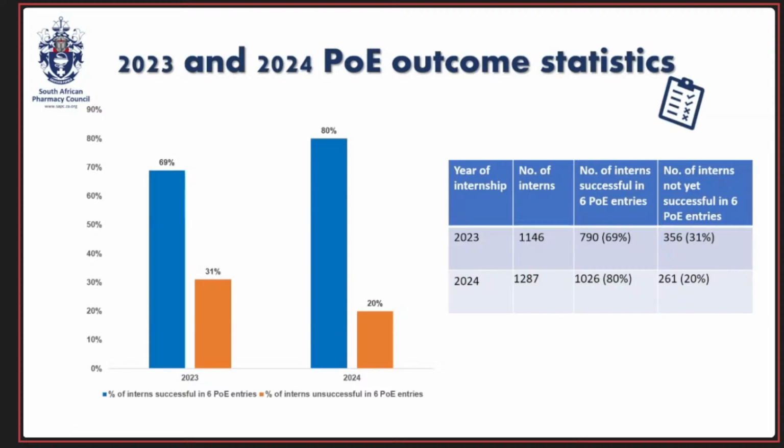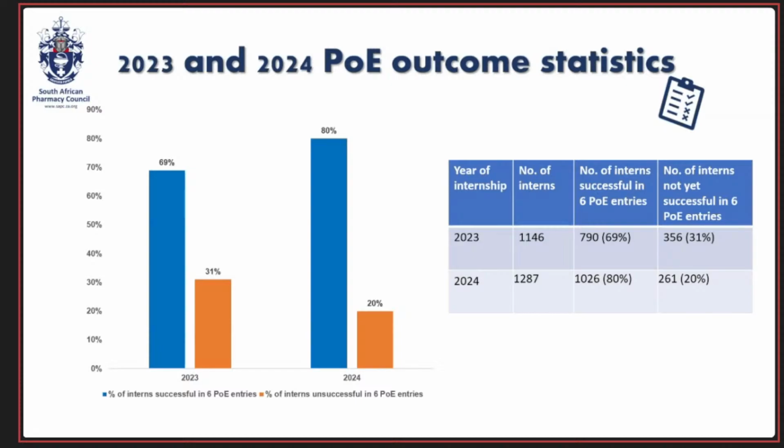So we had 69% compliance in January 2024 for the 2023 cohort of interns, and there were 29% of interns who were unsuccessful in 6 CPD entries. I'm sorry, the orange color is for the unsuccessful interns, and the blue color represents those who were competent in the portfolio of entries. So there was a great improvement from 69% in 2023 to 80% in 2024.